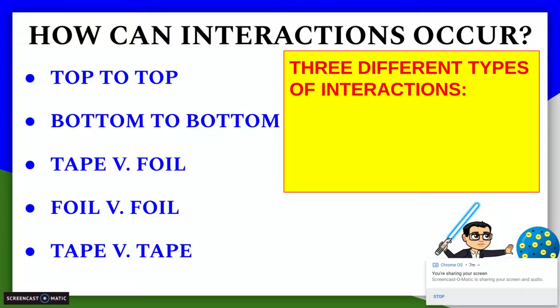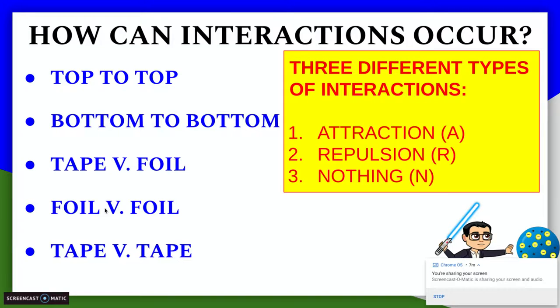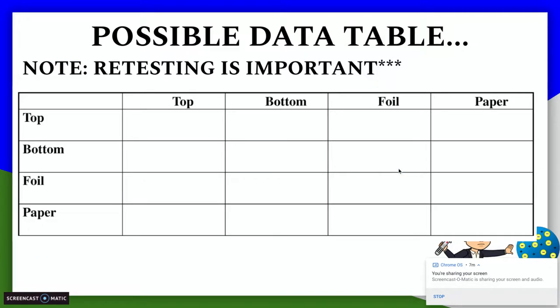And there are going to be three different types of interactions. Either I'm going to have attractions, A, repulsions, R, or nothing is happening. I don't see an attraction or a repulsion. An attraction is going to happen if the two pieces come together. A repulsion is going to happen if they go away from each other. And nothing happens if nothing moves. You're going to also record this data table in your notebook.